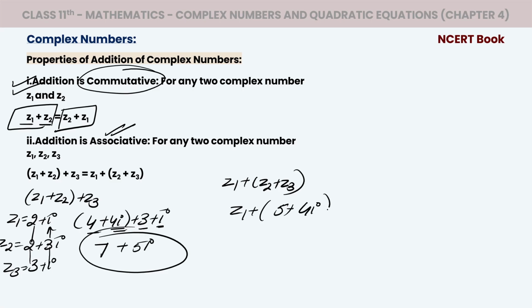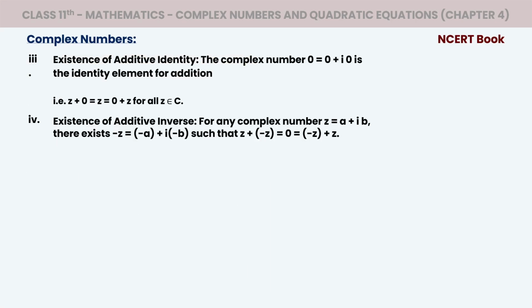and 3 iota plus iota is equal to 4 iota. The value of z1 is 2 plus iota, plus 5 plus 4 iota. So here as you add 2 plus 5, which is equal to 7, and 1 plus 4 iota, that is equal to 5 iota. So here as we observe, the left hand side is equal to the right hand side.